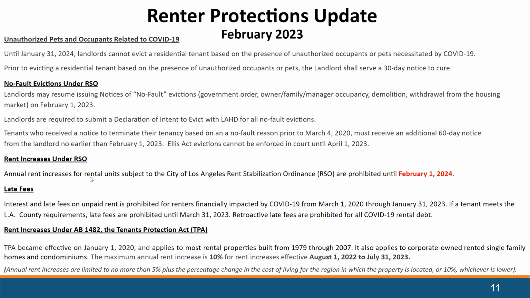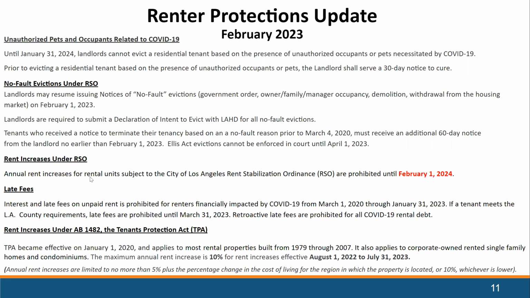For all rental units, regardless of RSO status, late fees and interest are not allowed if the tenant was financially impacted by COVID-19 between the months of March 1st, 2020 through January 31st of 2023. So a tenant who did not pay or paid late their rent for those months, and the reason was COVID financial impact, they never have to pay those late fees.